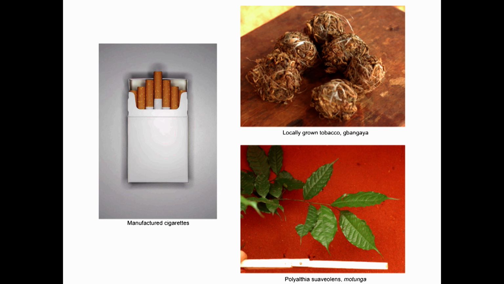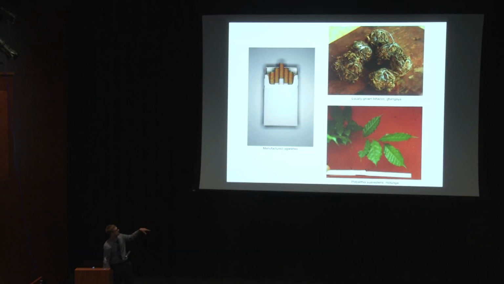Here is just a picture of some of these substances they are using. Manufactured cigarettes, they actually call them blancs, which is French for white. So they used to be sold in white packaging like this. That's why they call them blancs. They're no longer sold in those types of packaging when I was there 7-8 years ago. The farmers grow this locally grown tobacco here, what they call bangaya, in their gardens, and they'll set it out and dry it and roll it up in these balls and sell it.